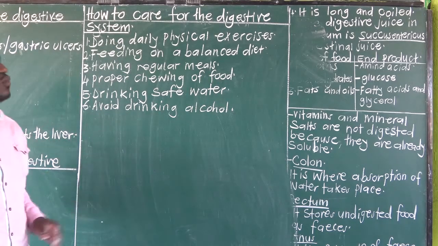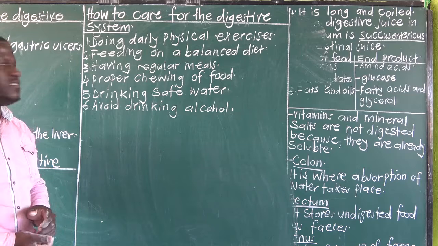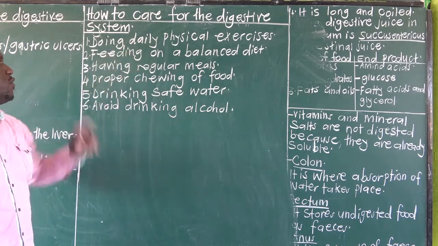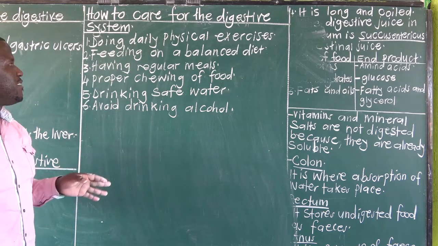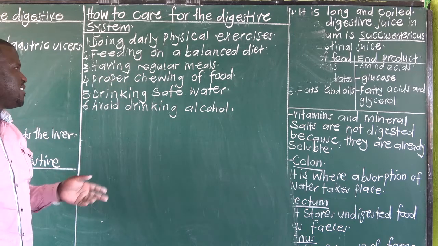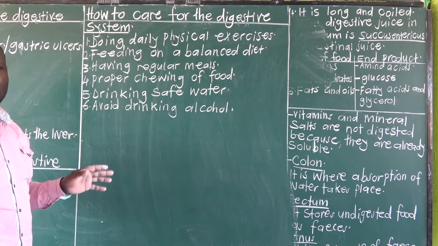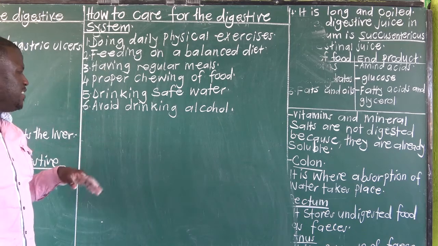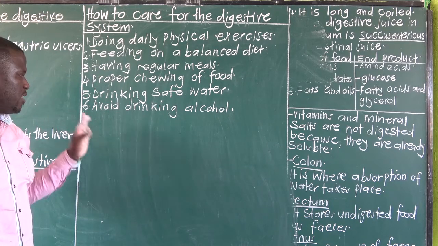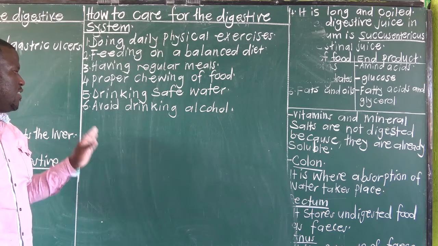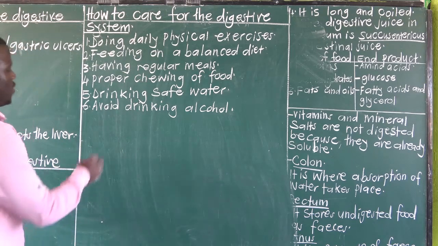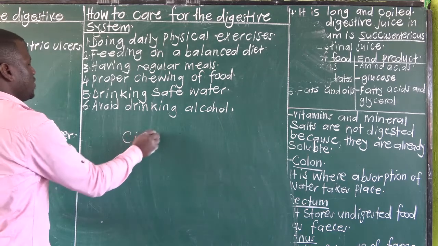So these are some of the ways we can care for the digestive system. Doing daily physical exercises helps to ease digestion. Feeding on a balanced diet. Having regular meals helps to control ulcers. Proper chewing of food helps to control indigestion. Drinking safe water helps to control diarrheal diseases like diarrhea, cholera, dysentery, typhoid. Avoiding alcohol helps to control cirrhosis.